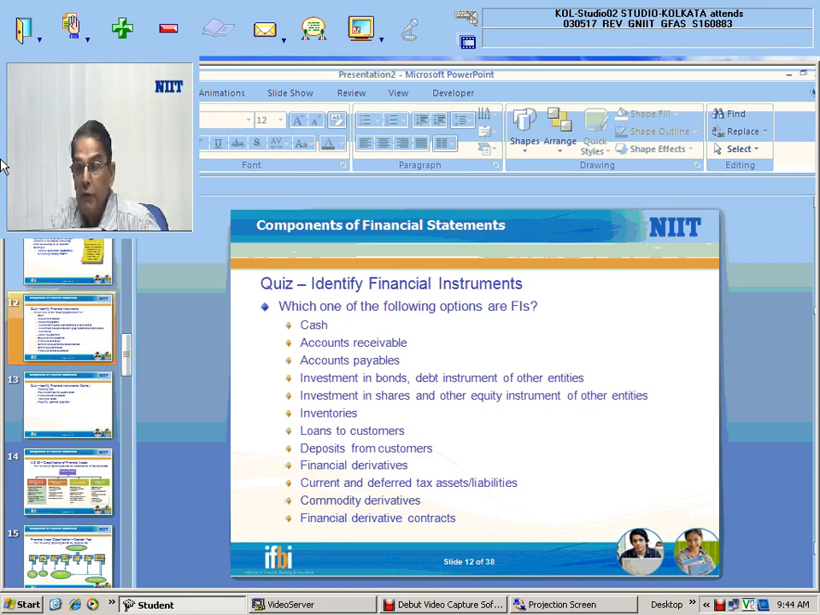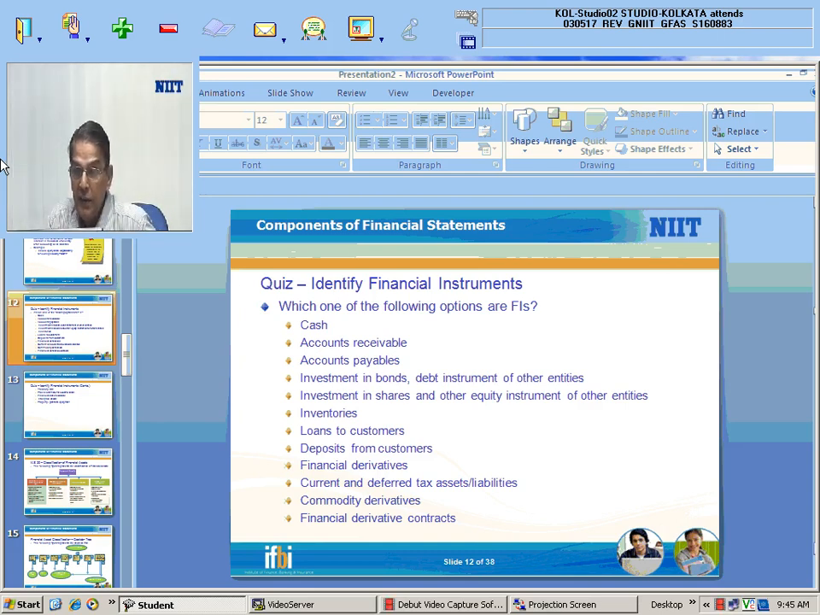Investment in bonds, debt instruments of other entities. Is it a financial instrument? And if it is a financial instrument, what is it? Investment in bonds, debt instruments of other entities. Bonds, debt instruments are not equity instruments. Investment in bonds, debt instruments of other entities are financial instruments and they are financial assets. Thank you, Manish.